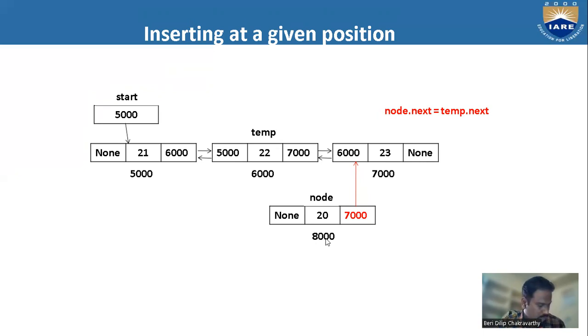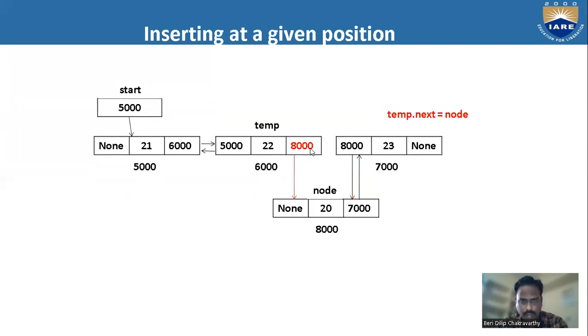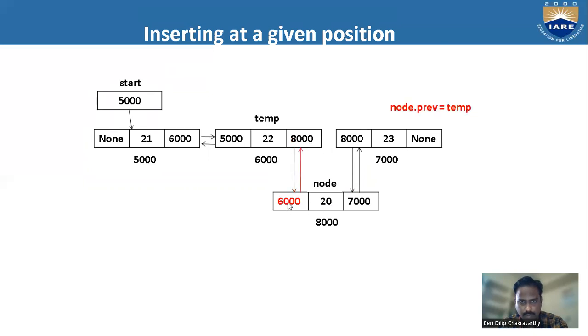Similarly, here in place of 6000, I need to store this previous node. That means 8000 should come here. So observe here, 8000 is there, and here I'll update it. Here it will get 8000, and here in place of none we will get 6000. In this way, I'm inserting my element at the given position.